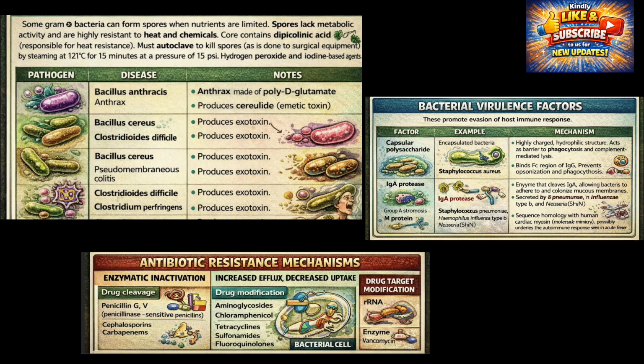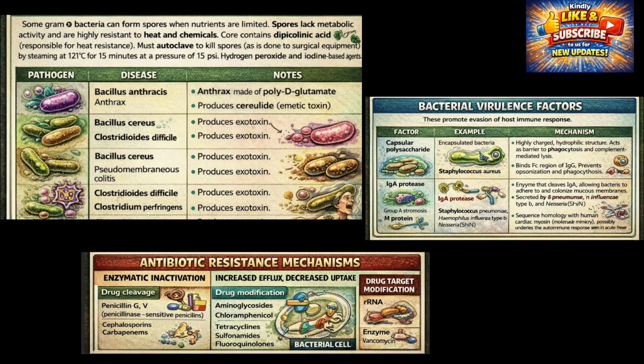Encapsulated organisms are more virulent, and questions often emphasize increased susceptibility in patients with impaired splenic function because the spleen is critical for clearing encapsulated bacteria via opsonization. Loss of capsule typically results in a dramatic decrease in virulence, a concept frequently tested through mutant strain comparisons.